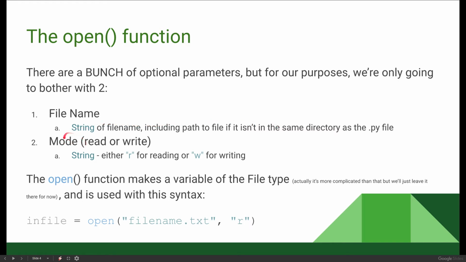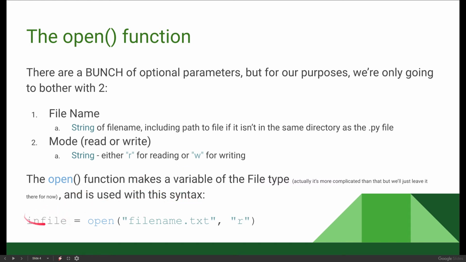And secondly, we need to say what mode we want to open the file in, either read mode or write mode. That's also going to be stored as a string, either the string "r" or "w" if we want to read or write respectively. So the open function is going to return a variable of the file type, and it looks like this.